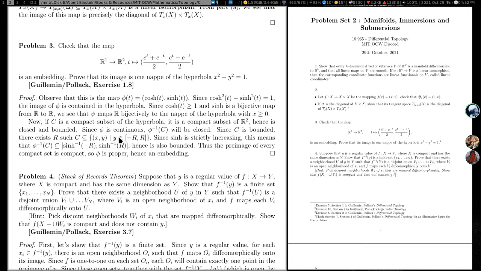Probably because we're working with... I think it's because of the compactness. The compactness makes it a bit non-trivial.